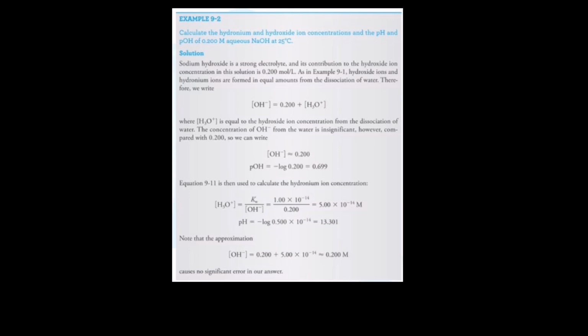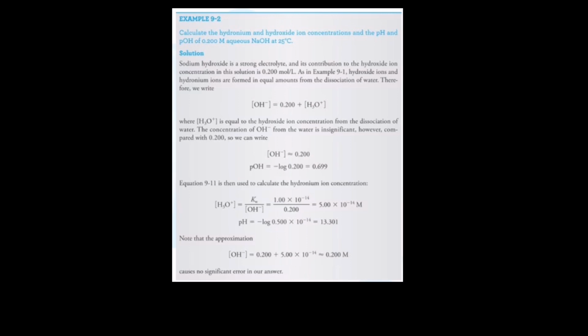Calculate the hydronium and hydroxide ion concentrations and the pH and pOH of a 0.200 molar aqueous NaOH solution at 25 degrees Celsius. So this is how you calculate it. Sodium hydroxide is a strong electrolyte, and its contribution to the hydroxide ion concentration in this solution is 0.200 mole per liter, as in example 9-1. Hydroxide ions and hydronium ions are formed in equal amounts from the dissociation of water.